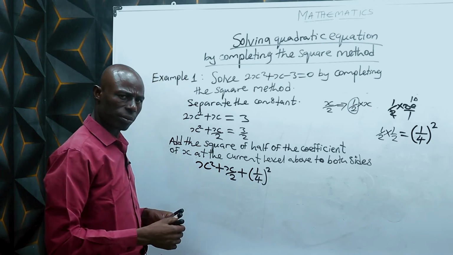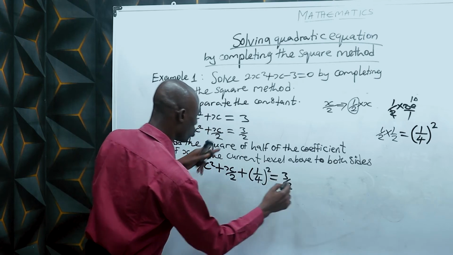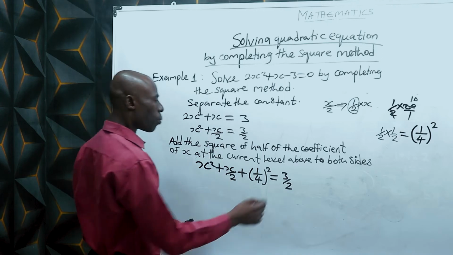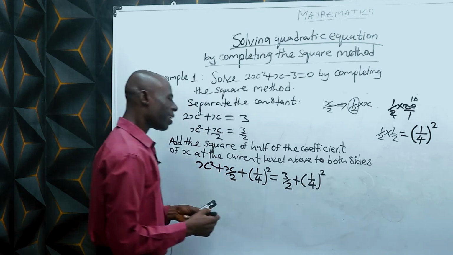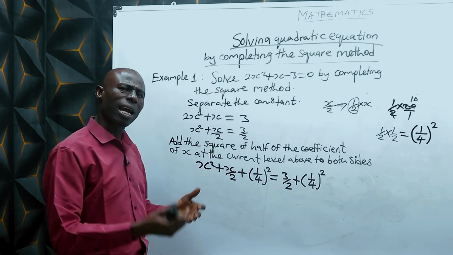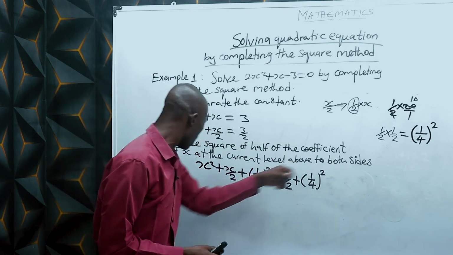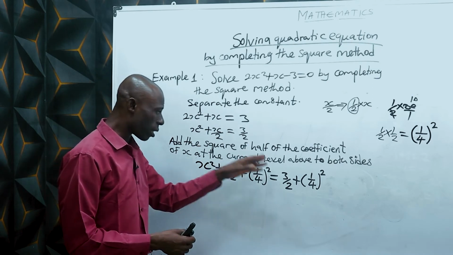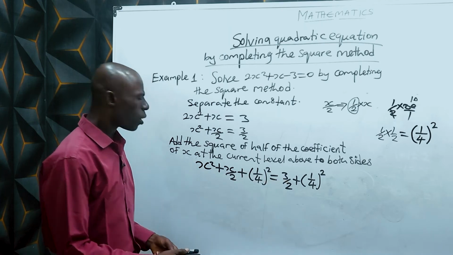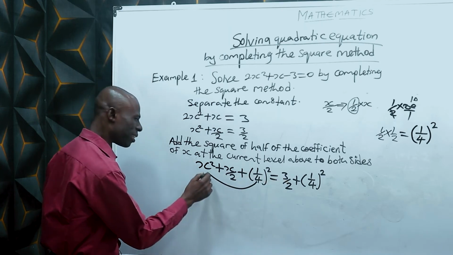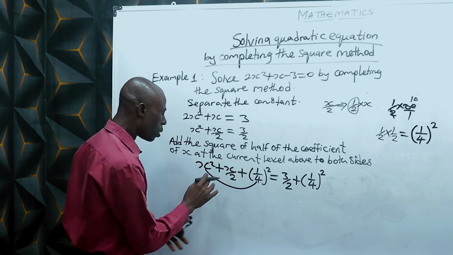Do you understand? Now, to the other side as well, what is on the other side? 3 over 2 is on the other side there. We are adding also to it 1 over 4 raised to power 2. That is to say we are fulfilling the mandate of adding the square of half of the coefficient of x at the current level to both sides, which we have done now. So in them, bring these together, you will see they have power 2 in common.